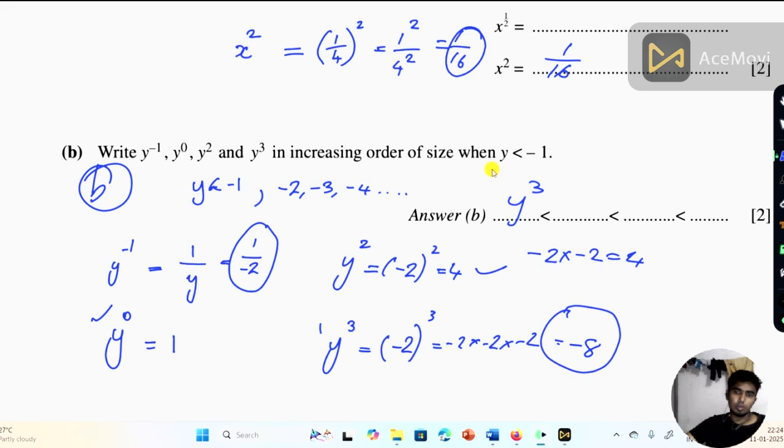Then the next smallest is 1 by minus 2, that means y raised to minus 1. Then next it's 1, so y raised to 0. Then the last one, the positive 4 here, that's y square. So this is the order. It's called ascending order. Okay, so we can just stop right now. Then we can go to the next part.